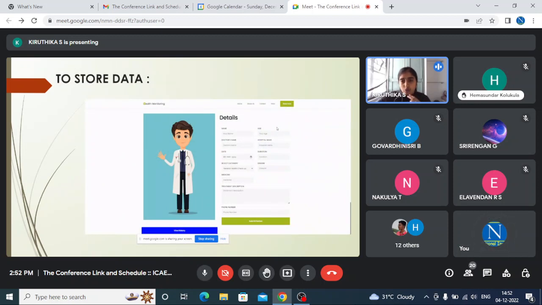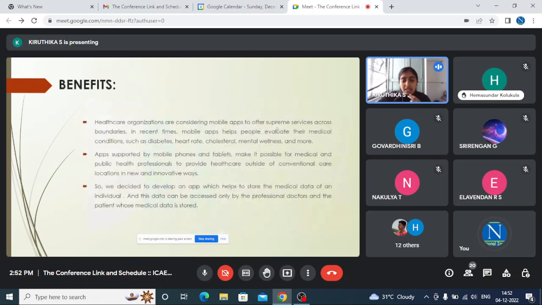This is how the medical storage form looks. It will have name, doctor's name, date, then category, which is whether you are suffering from a chronic disease or acute disease, and the medication and treatment description, and their phone number, age, and all those aspects. The major benefit is that nowadays everything has become digitalized, and we can use it through mobiles. So we are making it easier for people, and the main thing is that we are storing data and preventing the loss of data. This data can be accessed only by the professional doctors and the patient, and their details will be stored.